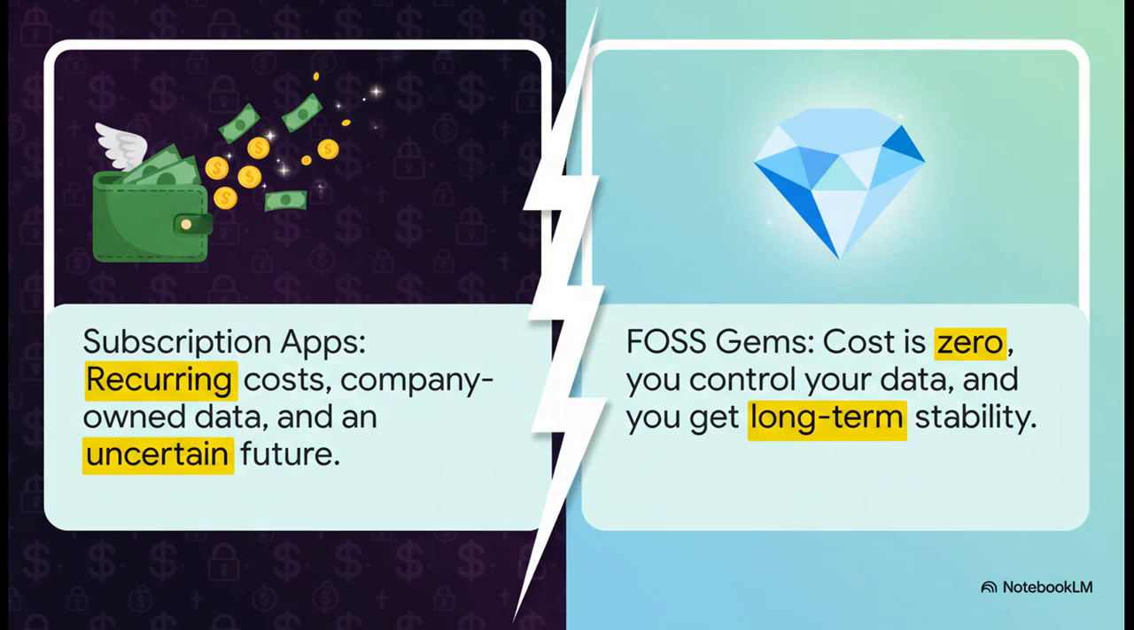And when you put the two models side by side like this, the difference is just stark. On one hand, subscription apps mean recurring costs, your data is owned by some corporation, and the app's future is totally out of your hands. But with these FOSS gems, the cost is zero, you control your data, and you get long-term stability. It's kind of a no-brainer.